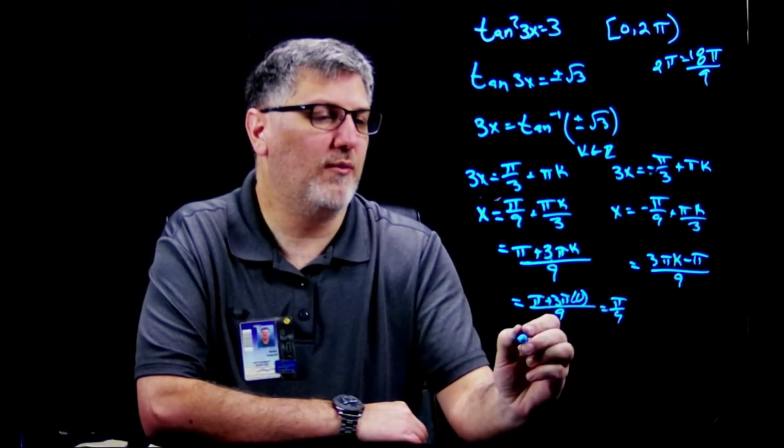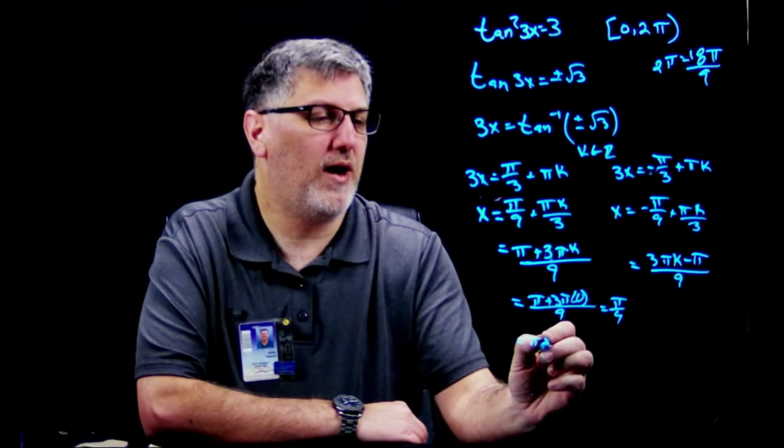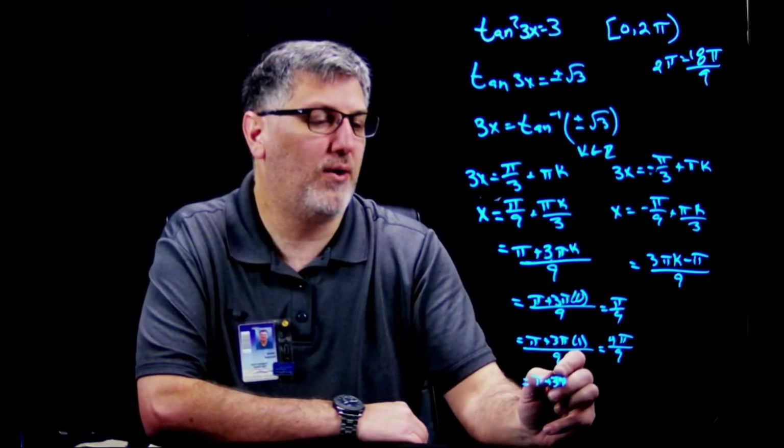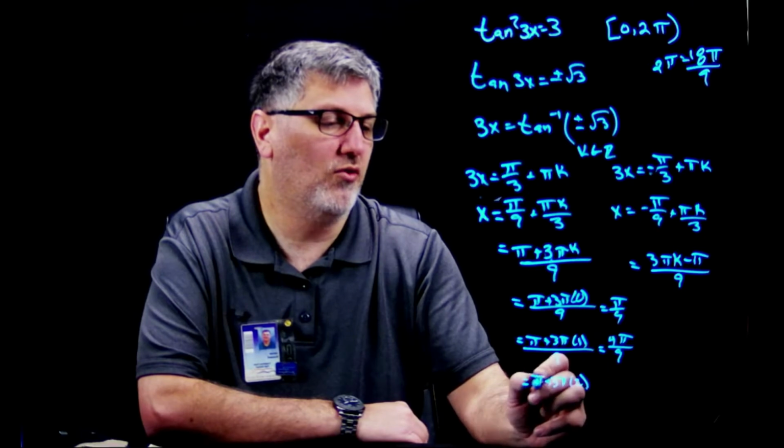Now I'm going to do the same thing. I want to put 1 in here. Pi plus 3 pi times 1 over 9. Well, this is going to give me 4 pi over 9. I'm still good. I want to plug 2 in. Pi plus 3 pi times 2 over 9. 6, this gives me 7 pi over 9. I'm still good.